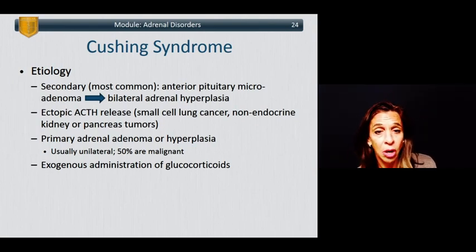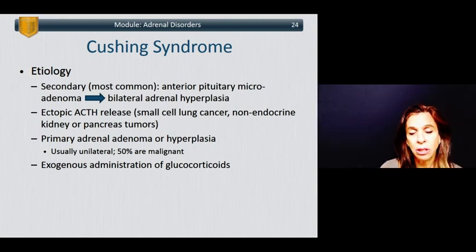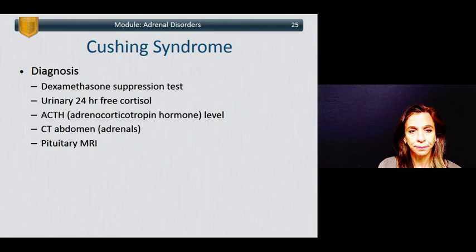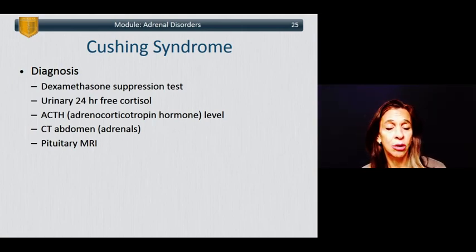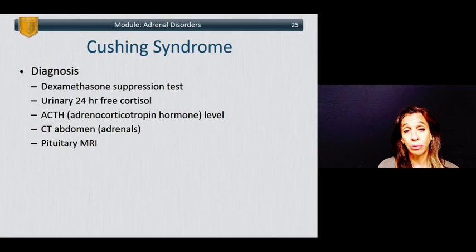And the most common cause of Cushing syndrome is the exogenous administration of glucocorticoids to treat a variety of underlying or coexisting diseases. The diagnosis is usually with a dexamethasone suppression test. Dexamethasone should suppress further release of cortisol, or measuring urinary 24-hour free cortisol levels. One can also measure ACTH levels. In the presence of Cushing's or excess cortisol, the ACTH should be suppressed. If it's not, that's an indication that it's a pituitary tumor releasing ACTH.